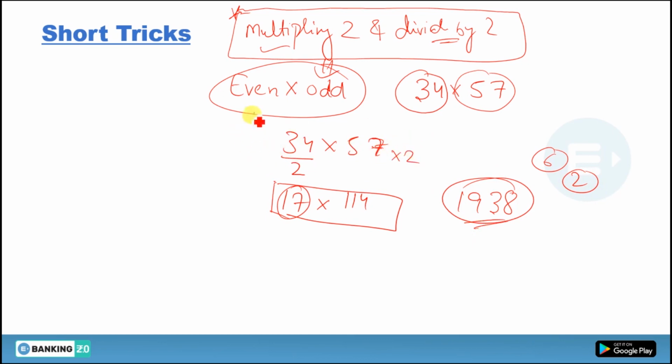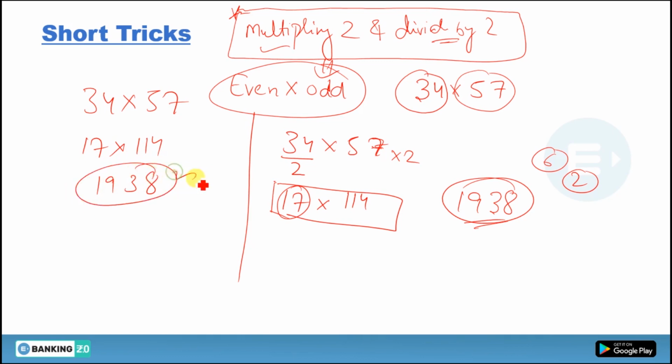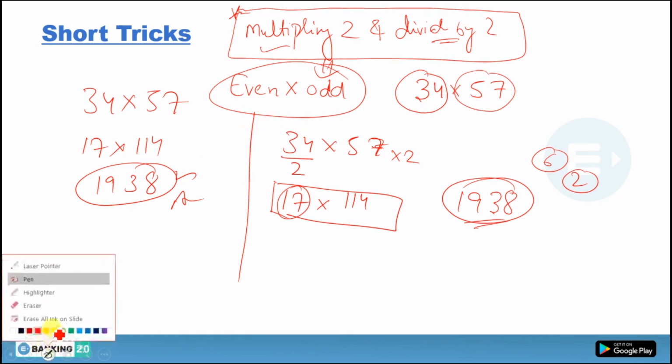So what you will do, you see this 34 into 57, you just divide this. You can write as 17 into 114. Just multiply, this one is 8. 6 carry, just add 6 to this 17, you're getting 23. 2 carry, 17 into 1, 17 plus 2, you're getting 19. 1938 is the right answer. So I hope this concept is clear to you. Now see one more question.